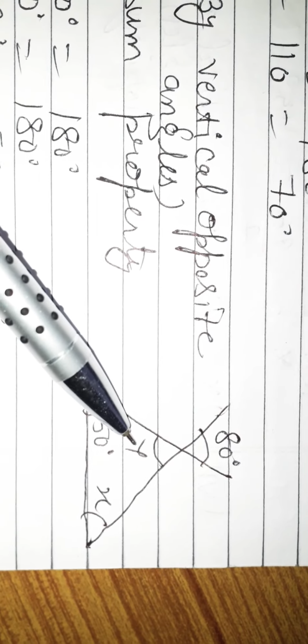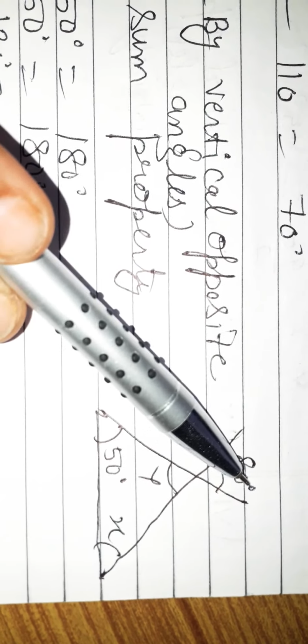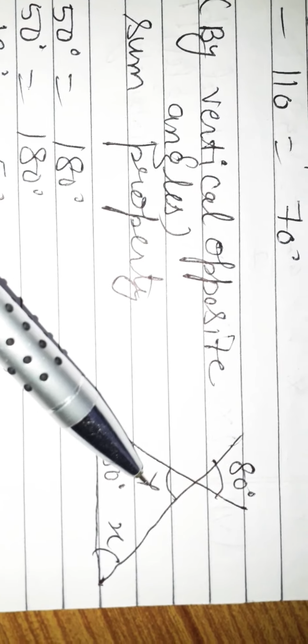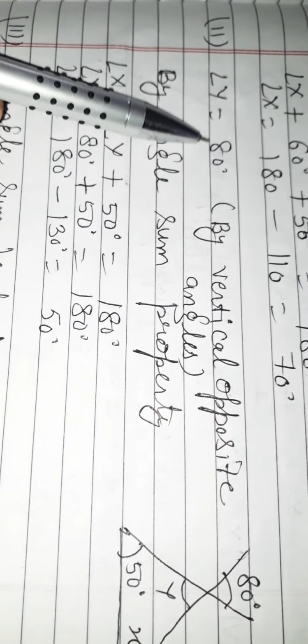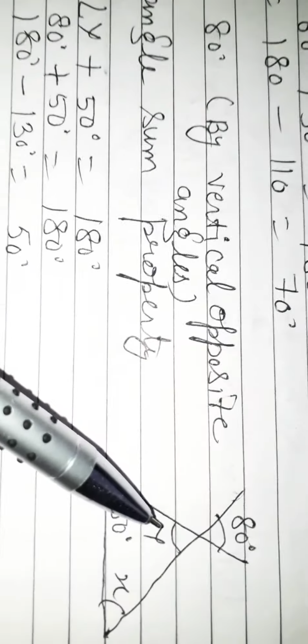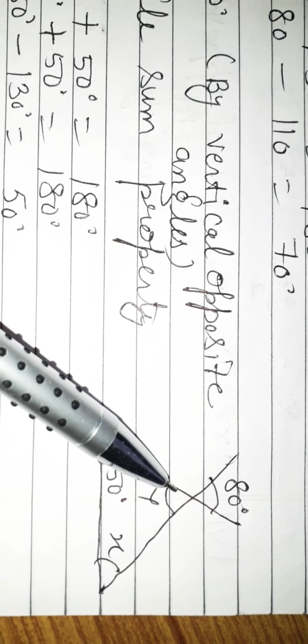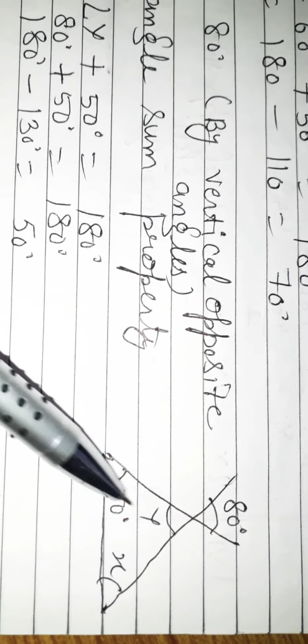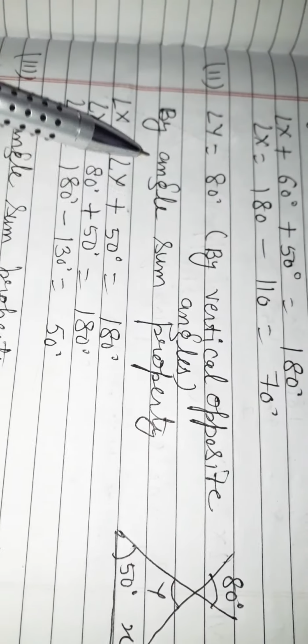Here is 80 degree, here is y, 50 degree and x. By vertical opposite angle, angle y is also 80 degree. Now there are two angles given in the triangle, 80 degree and 50 degree. I will use these two angles to find the third angle by angle sum property.